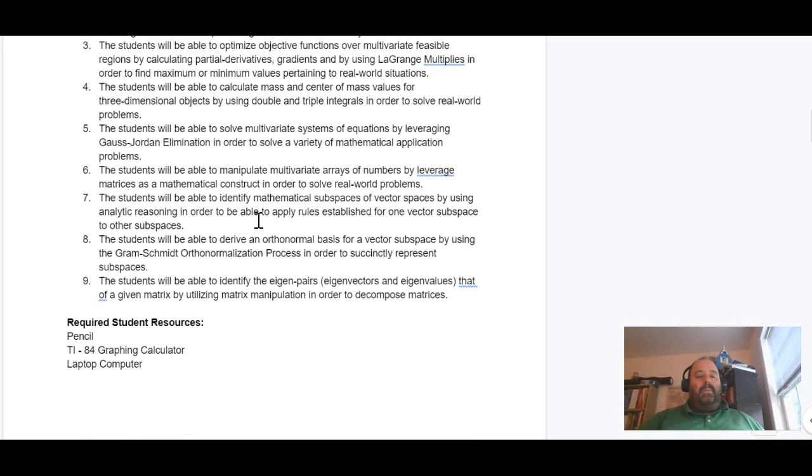Things that you're going to need is pencil, TI-84 graphing calculator, a laptop computer, and you should be expected to be able to work with MATLAB from that computer. So this is why we did the install at the end of last year. If we need to do some work about getting a MATLAB install on your computer, let me know and we'll see what we can do. Okay?